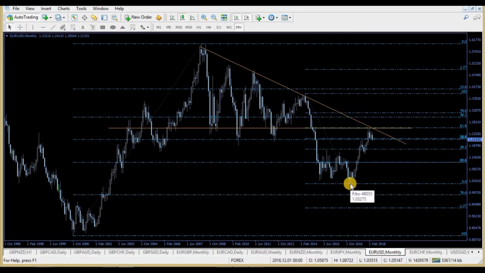fractal high to fractal low on the shorter time frame, still on a monthly, but when we go to the all-time low to the all-time high in this chart, we have a 50% Fibonacci retracement again. So this is where I think that price has had a false break to the downside.